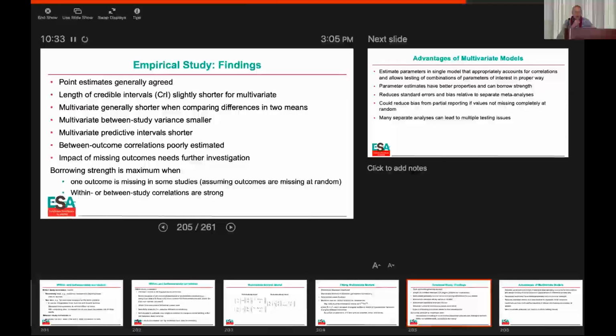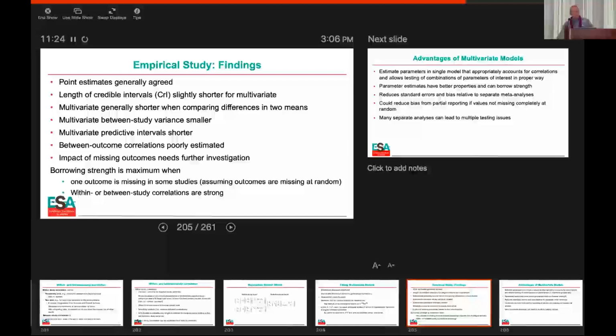So we and others have done empirical studies comparing what happens if you do the analysis as, let's say, two univariate analyses versus one multivariate analysis, one bivariate analysis. And generally, the estimates are fairly similar, whether you do it as a univariate analysis or as a multivariate analysis. The multivariate analyses had slightly shorter credible or confidence intervals because there's a little bit more information that you're getting from the correlations. The multivariate confidence intervals are generally shorter when comparing differences in means. The between study variances are a little bit less. The predictive interval is a little bit shorter.